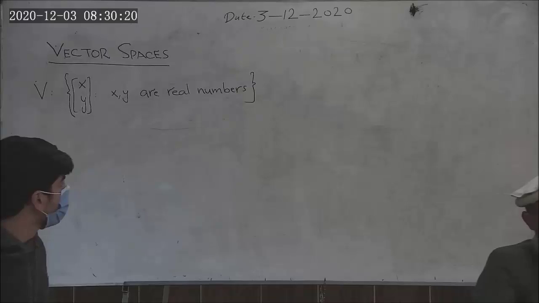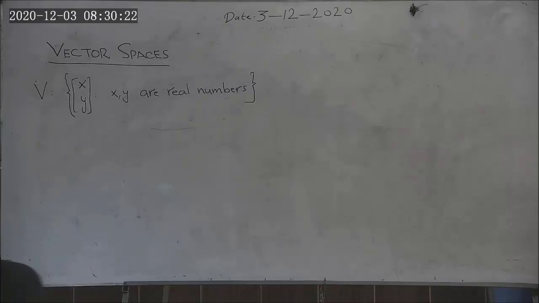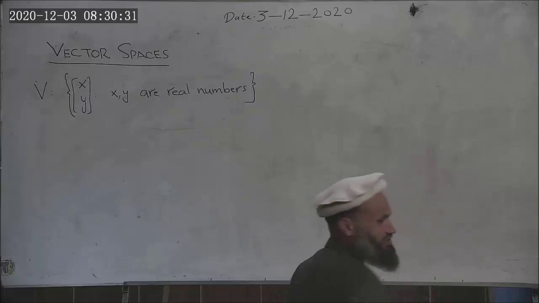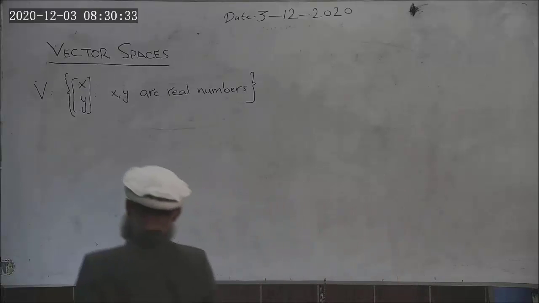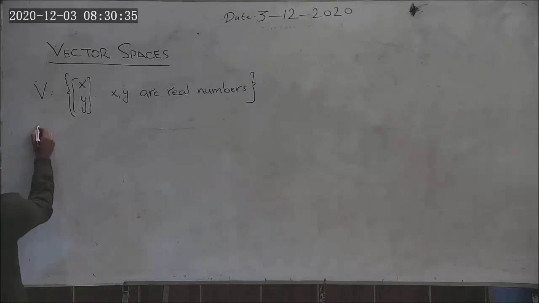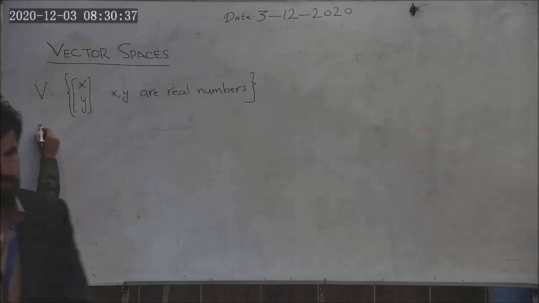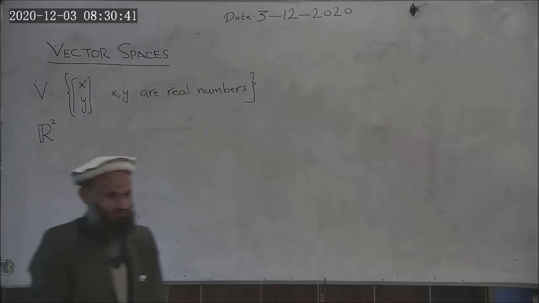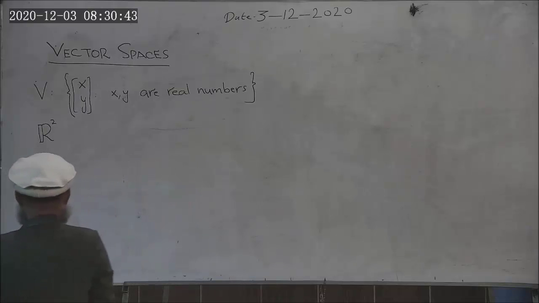So in the last lecture we talked about this set. This set was a vector space. x and y are real numbers, and there is a special name for this space. This space is called R2. R2, this space. Similarly, what is R3?